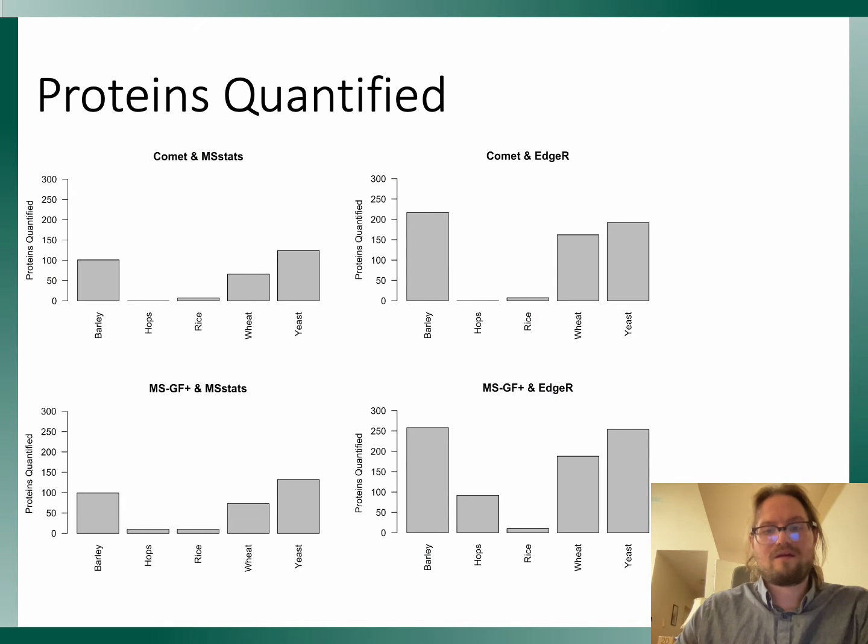When comparing the number of proteins quantified for Comet or MSGF and MSstats with Comet or MSGF with edgeR, we see that edgeR doubles the number of proteins quantified in all beer samples. And this is likely because spectral count data allowed more proteins to be quantified, as many proteins were missing area under the curve data.